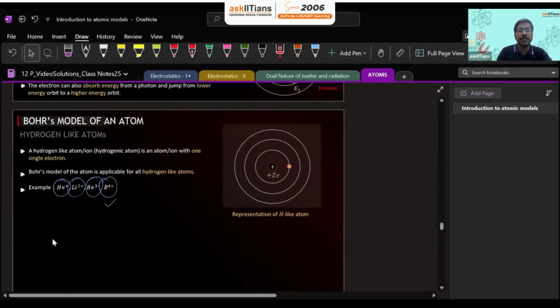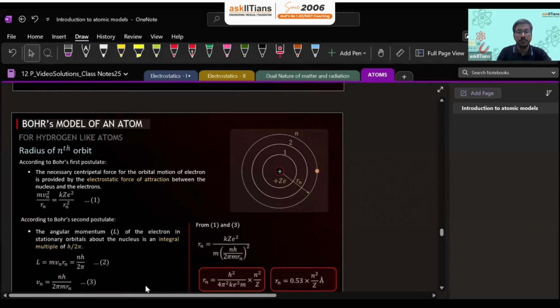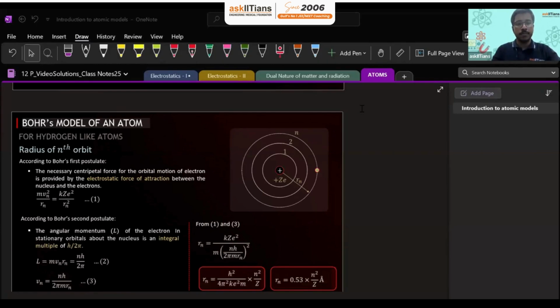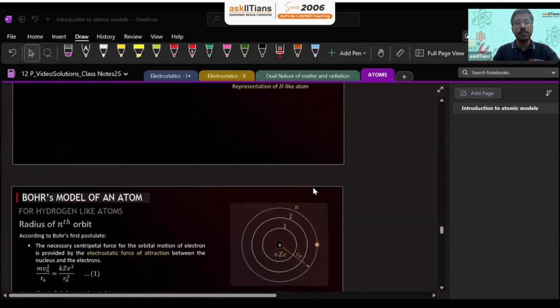So you have to be very careful, because if in a question they are giving any of these ions, you have to be familiar with them, right? They are hydrogen-like ions, so definitely the Bohr model will be applicable for them. So in Bohr's model of atom, we have seen how certain ions can also be understood in terms of Bohr's model, like lithium 2 plus, beryllium 3 plus, boron 4 plus, like that.